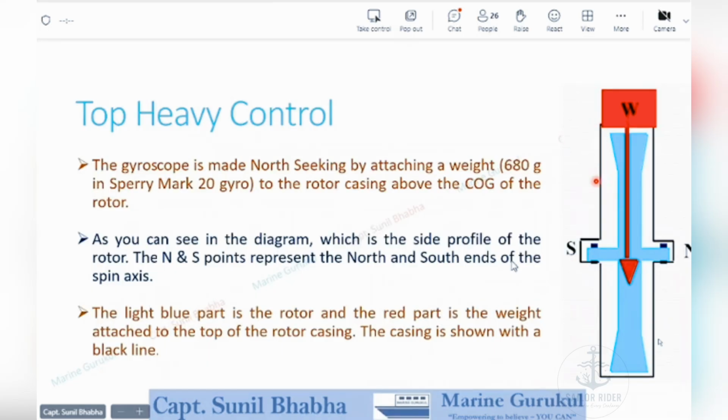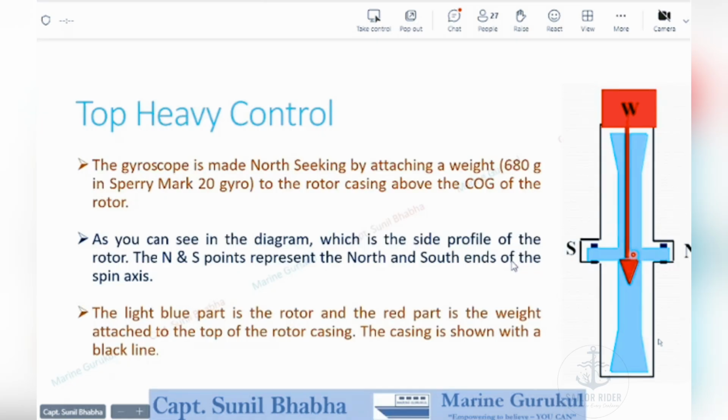Now, how is it fitted inside the rotor casing? We have to give it freedom to spin. For that purpose, you see these dark blue parts shown here at the north end and at the south end, they represent ball bearings. So the spin axis is connected with the casing through these ball bearings, thus giving it freedom to spin. The black color casing which you see in the diagram is not free to spin. Only the rotor and spin axis inside the casing is free to spin. So the casing does not spin at all.